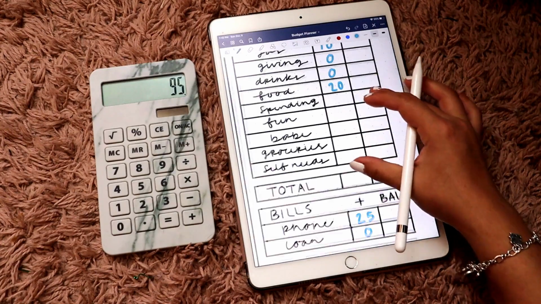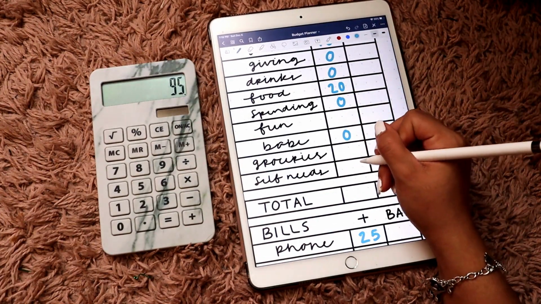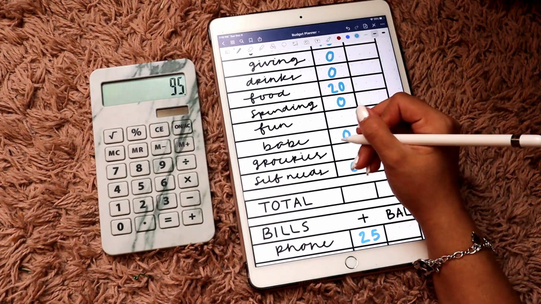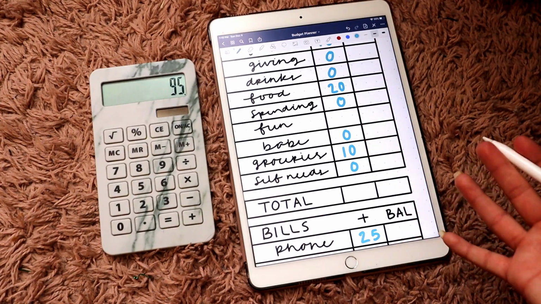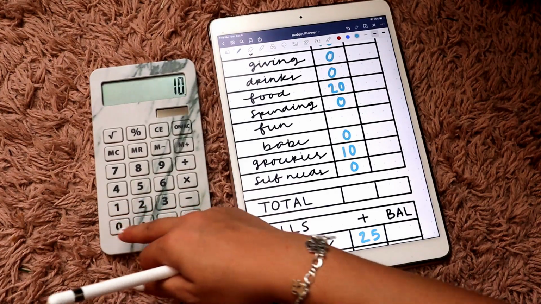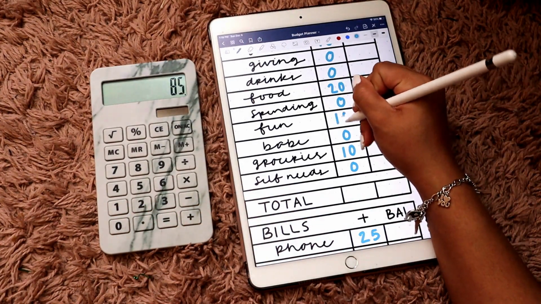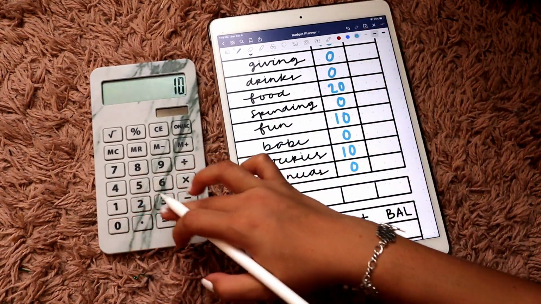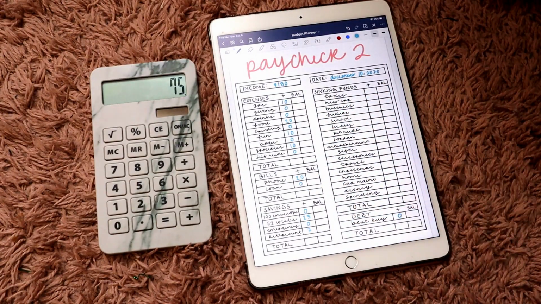Since again it's a smaller paycheck, spending will not be getting anything, my babe's not going to get anything, neither is self-needs, and then groceries I'm just going to give $10 because since we are going home, we don't have an apartment to have to buy groceries for anymore. So that puts us at 85, and then fun is also going to be getting $10. So let's go ahead and subtract that as well. So after all of our expenses as well as bills and savings are paid, we do have $75 left.